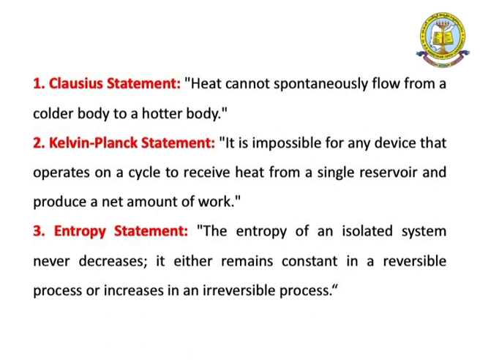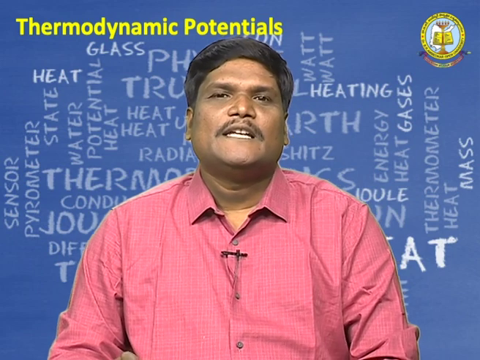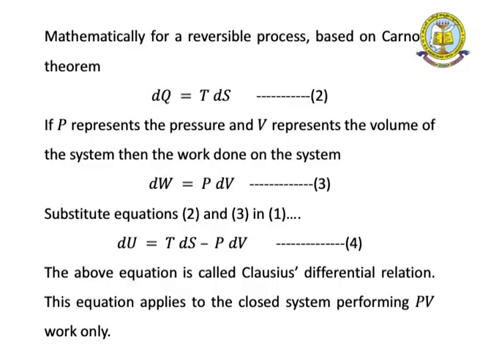Next, the third one is the entropy statement. The entropy of an isolated system never decreases. It either remains constant in a reversible process or increases in an irreversible process. Mathematically, for a reversible process based on Carnot's theorem, dQ equals TdS, or else dS equals dQ by T. dS is the change in the entropy, T is the temperature, and dQ is the change in the heat.